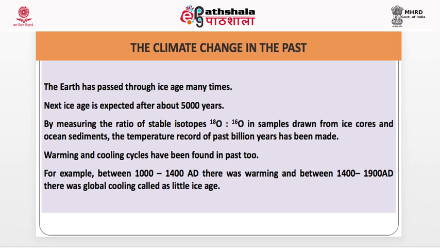Climate change in the past. The Earth has been in existence for billions of years. How has the climate changed during these billions of years? Remember, there is no temperature record of the previous years, but by measuring the ratio O18 by O16, it is possible to know the temperature of that particular time. So, what is done? Samples are drawn from ice cores, ice deep inside the earth, and ocean sediments. The temperature record of the past million years can be made, and it has been made, by measuring this ratio.